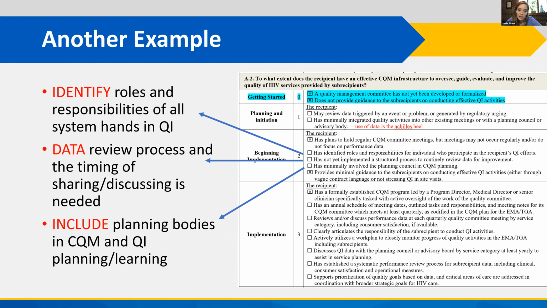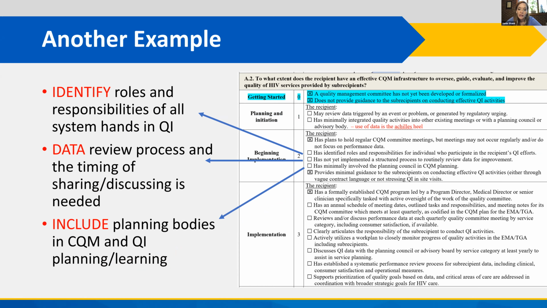So let's move backward a little bit. 2, we're feeling like, yes, a couple of these pieces are true. 1, can't really agree to any of it. So we go to the getting started position. And this is where we're at in terms of the Quality Management Committee or guidance to subs on how they conduct their activities. So again, you can see that the use of data is kind of the Achilles heel here.